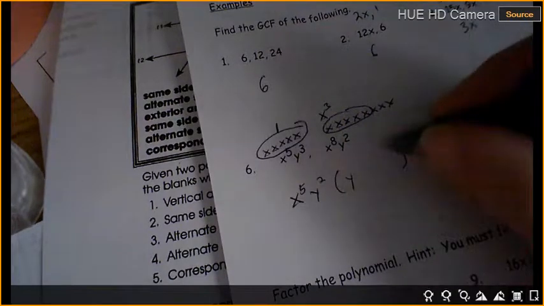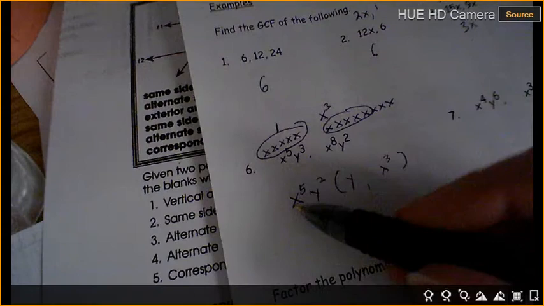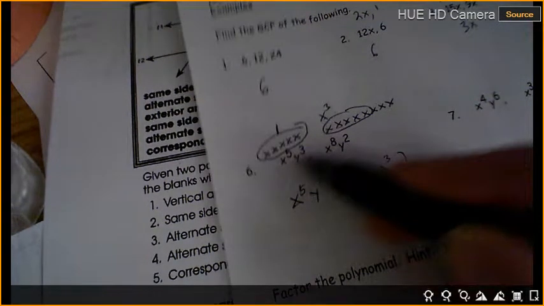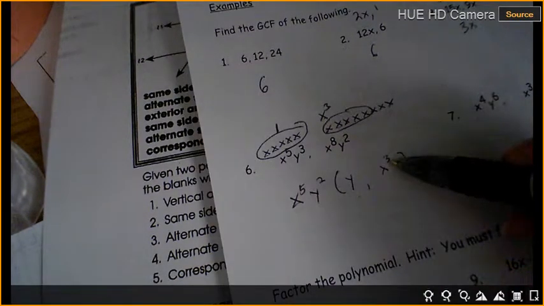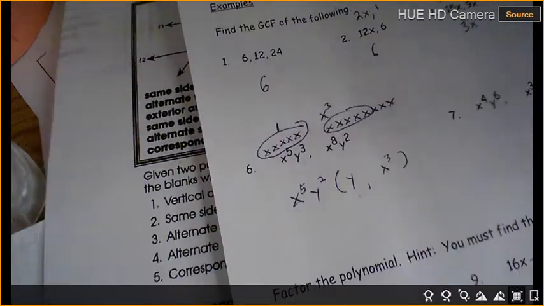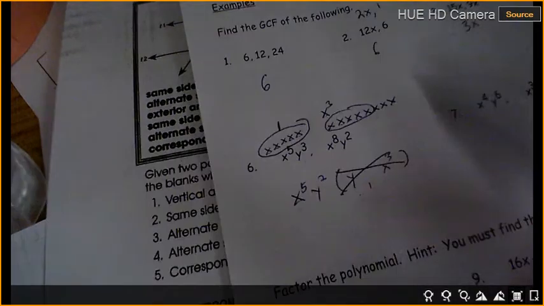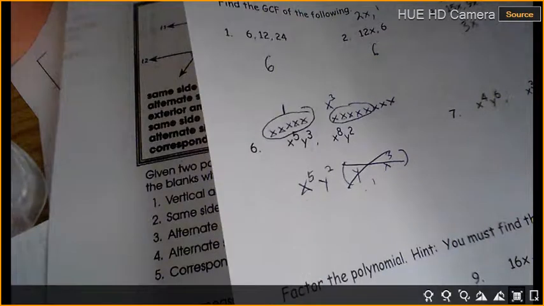I would have y, and I would have x to the 3rd, right? x to the 5th, y squared times y gives me x to the 5th, y to the 3rd. x to the 5th, y squared times x to the 3rd gives me x to the 8th, y squared. So this is what's left over. I can take that out of all of them. We'll keep doing more.